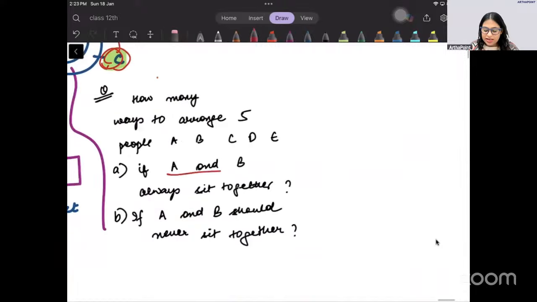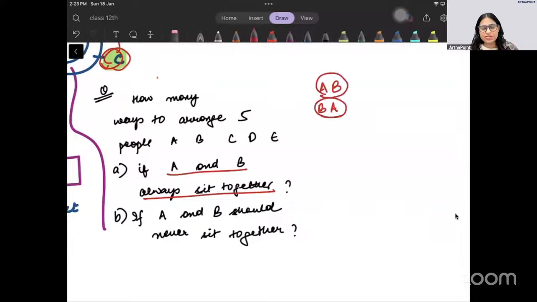Now it says A and B always sit together. When A and B always sit together, if they say something like this, it means that A and B should be considered as one unit. Because within them you can think of two things: A first and B second, or B first and A second, but they are always one unit. They always have to be placed together. So if there are 5 places and I place A here, B can be here or here. They have to be always together.